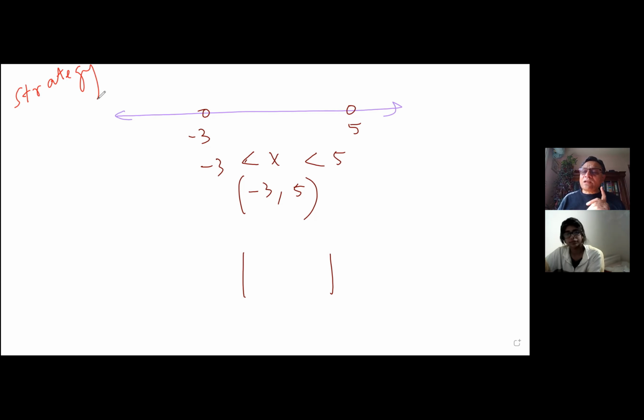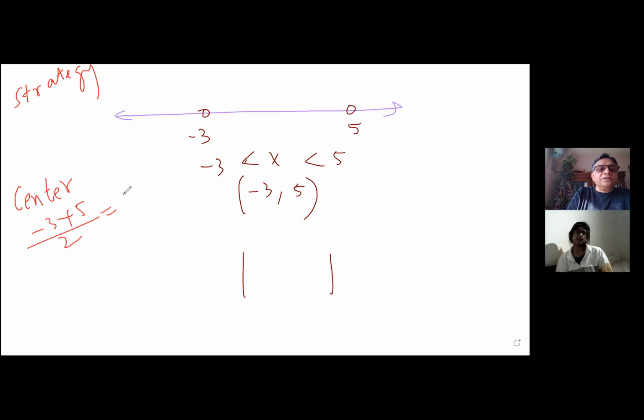So the idea here is you have to come to the middle. Now, what is the center point of -3 and 5? To find the center, what will you do? First step, -3 plus 5 divided by 2, which is 2/2, which is 1. So you come to the center point, which is at 1, correct? This is the first step. Is it okay?